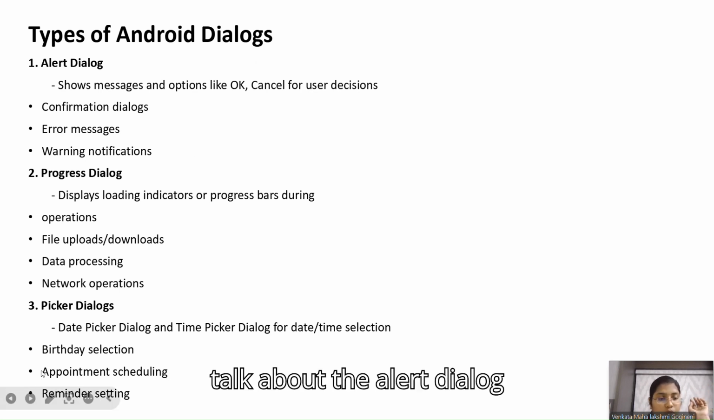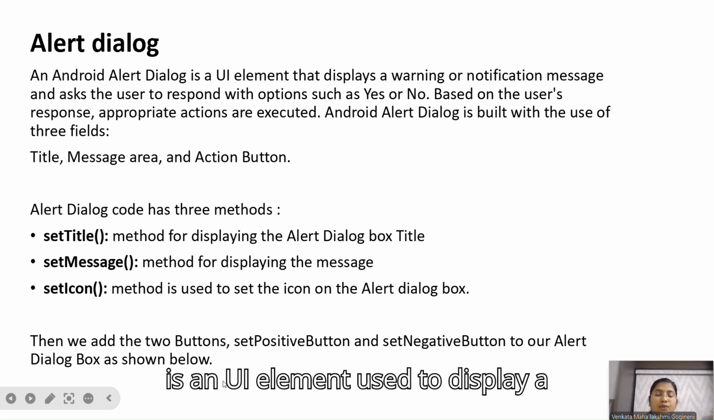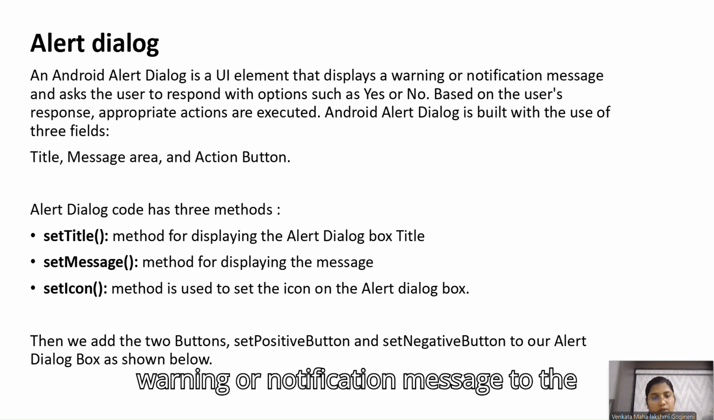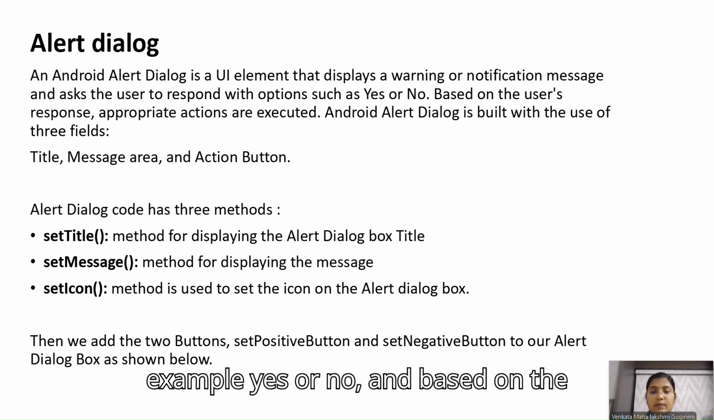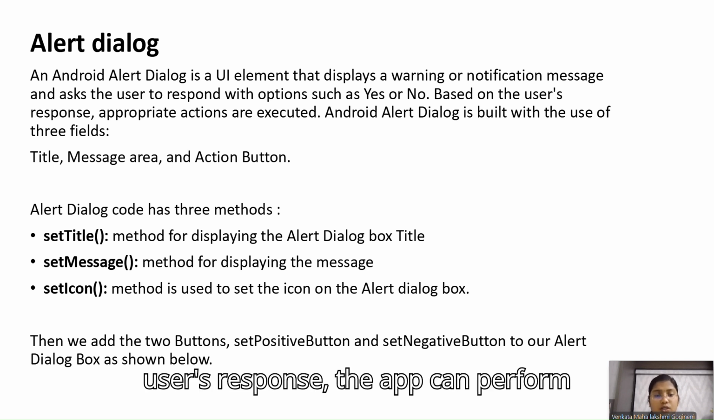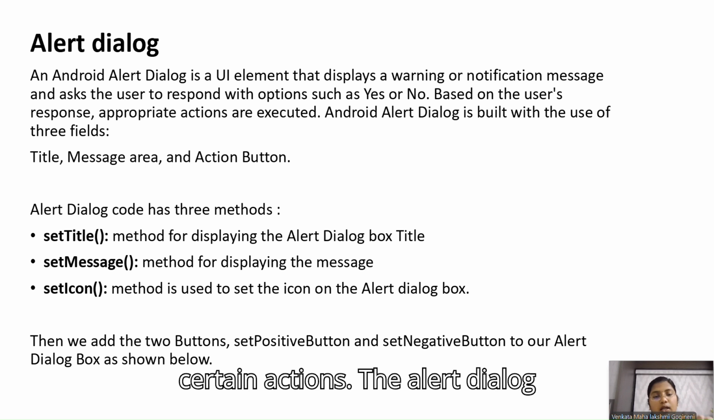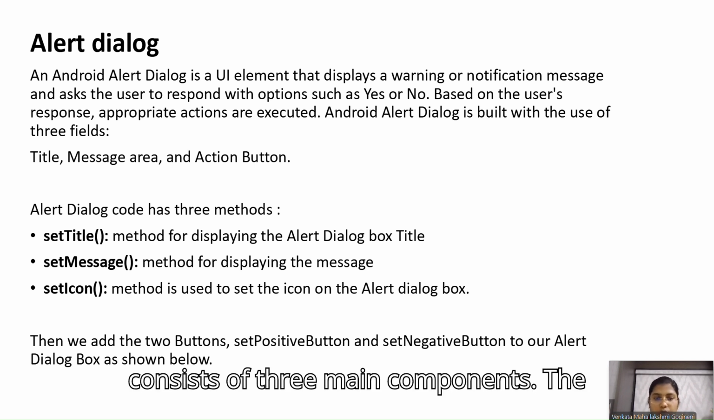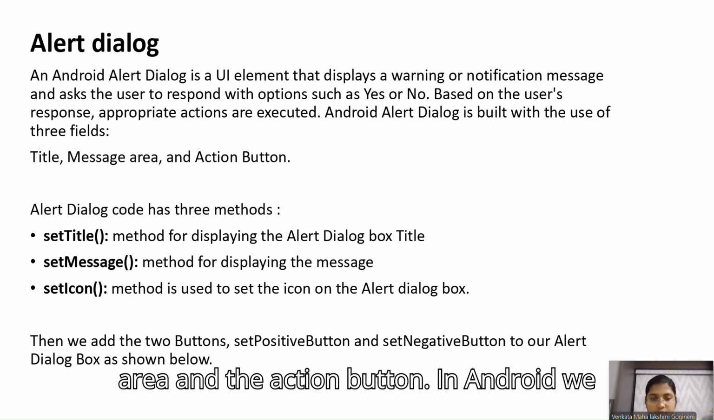Now, let us talk about the alert dialog example in Android. An alert dialog is a UI element used to display a warning or notification message to the user. It usually presents a choice, for example, yes or no, and based on the user's response, the app can perform certain actions. The alert dialog consists of three main components: a title, a message area, and the action buttons.